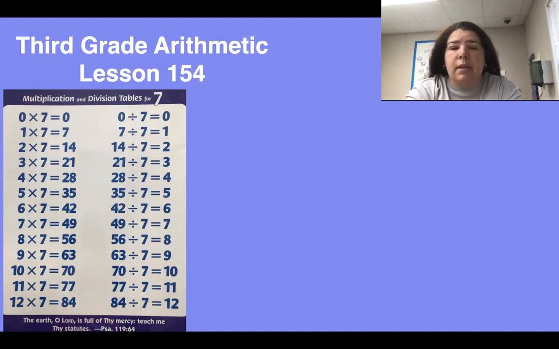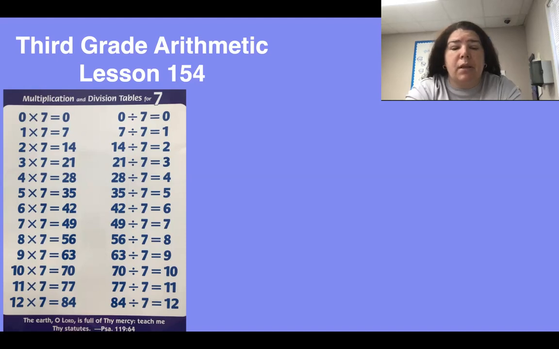0 divided by 7 equals 0. 7 divided by 7 equals 1. 14 divided by 7 equals 2. 21 divided by 7 equals 3. 28 divided by 7 equals 4. 35 divided by 7 equals 5. 42 divided by 7 equals 6. 49 divided by 7 equals 7.